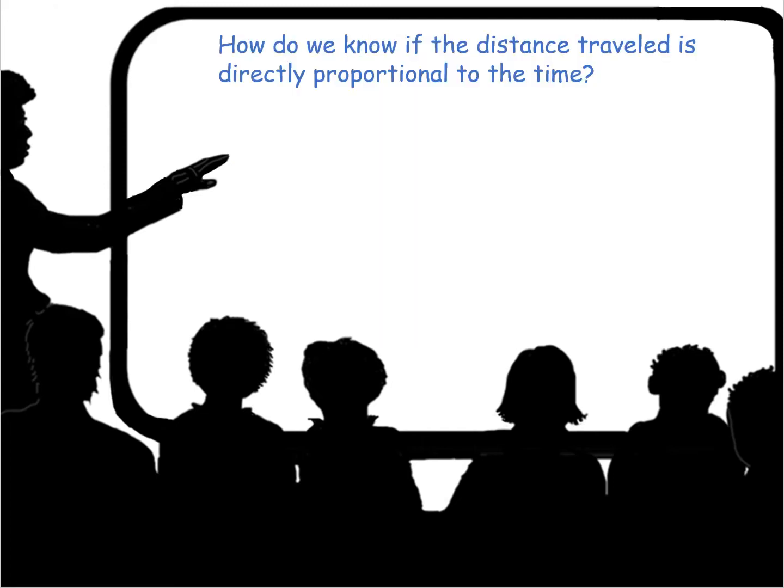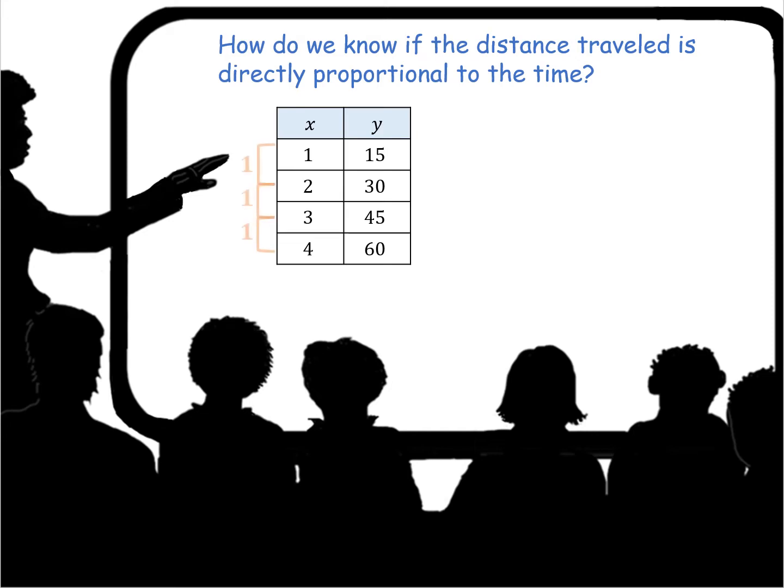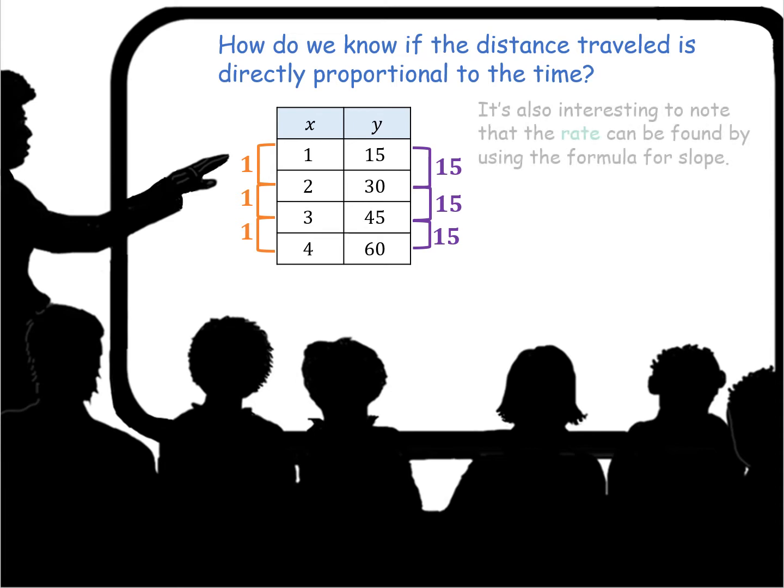The graph showed distance and time. How do we know if the distance traveled is directly proportional to the time? Well, another way we can look at it is we can make a table of points that fall on the line, and we're going to look at all the x-coordinates, and between each x-coordinate there's a difference of 1, and between each y-coordinate there's a difference of 15.